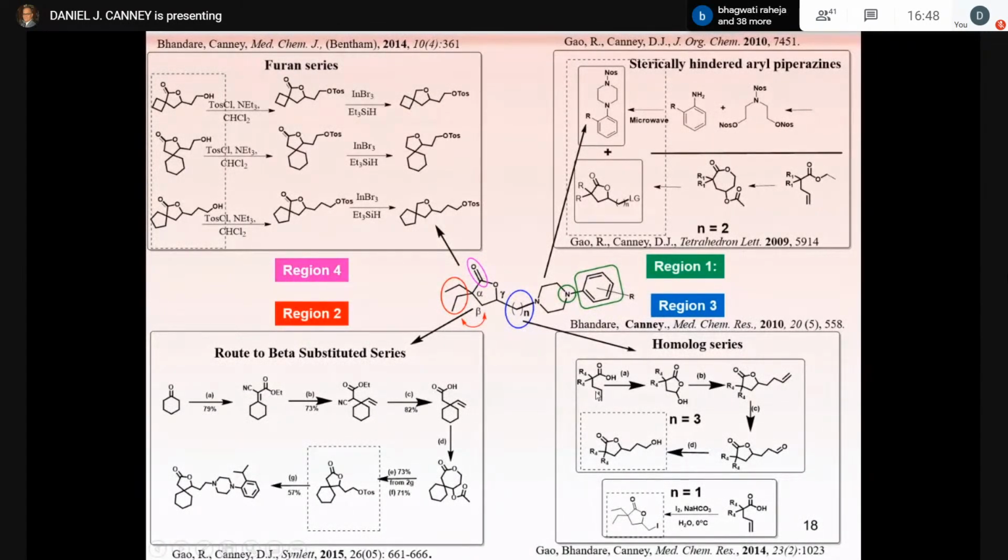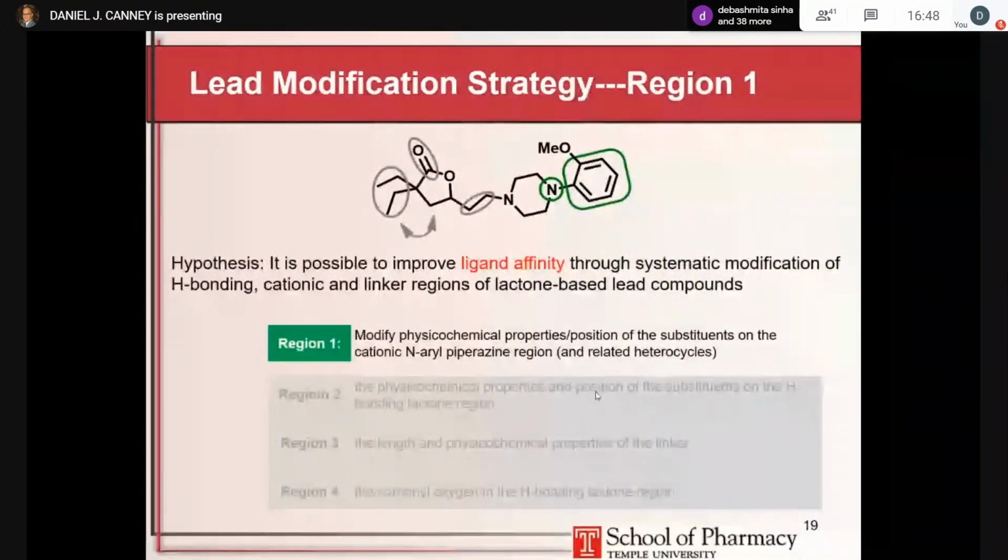So I'll be using this chemistry. I'll be talking about some of it. Some of it I won't have time to talk about. I just wanted to show that we had worked out chemistry to make modifications to all of those areas. All right, so our hypothesis is that it's possible to improve ligand affinity, and then later we were hoping to make inroads as far as selectivity through systematic modification of these different areas of the molecule. And as I said, we started with region 1, the aromatic ring.